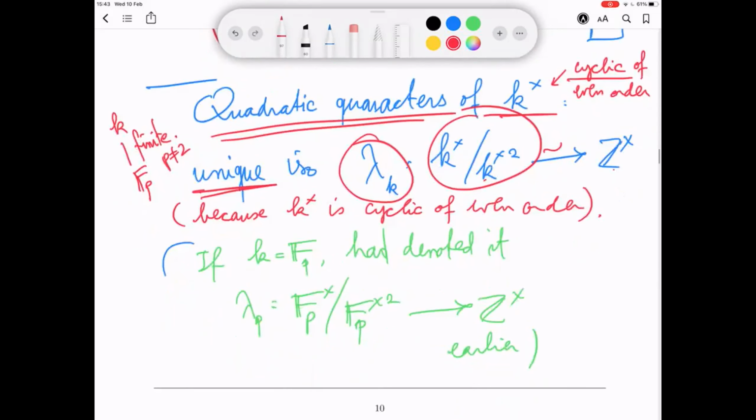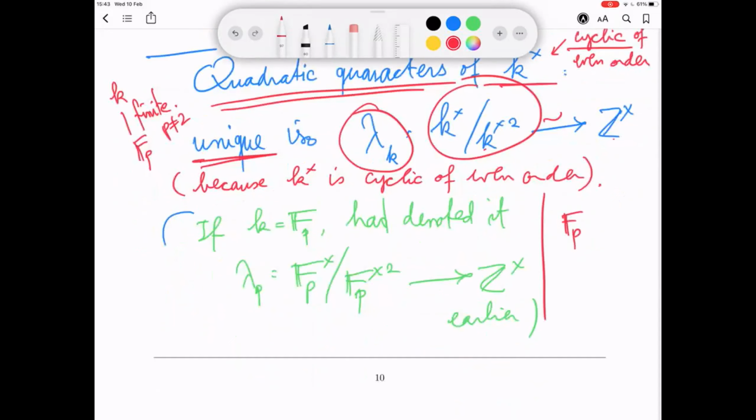Earlier, I had this quadratic character for Fp star, right? Modulo squares, this was isomorphic to plus or minus 1, and I'd call it lambda_p. But now I'm using the notation lambda_K. K is this finite field here.